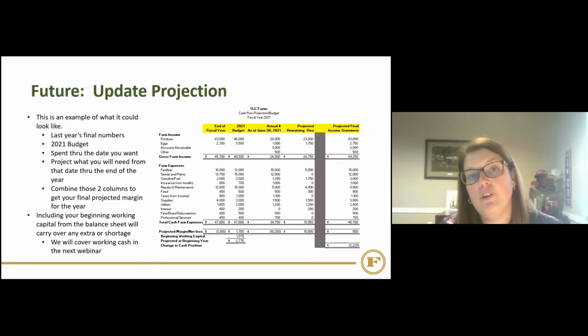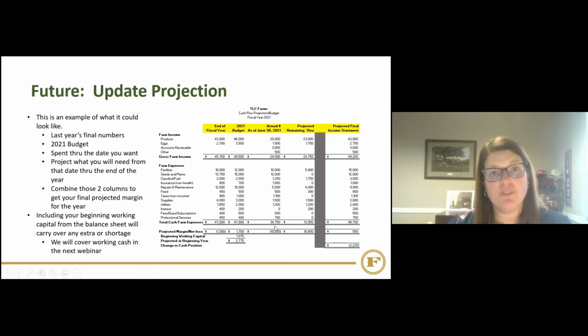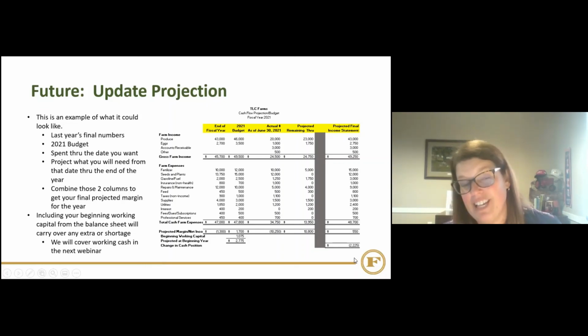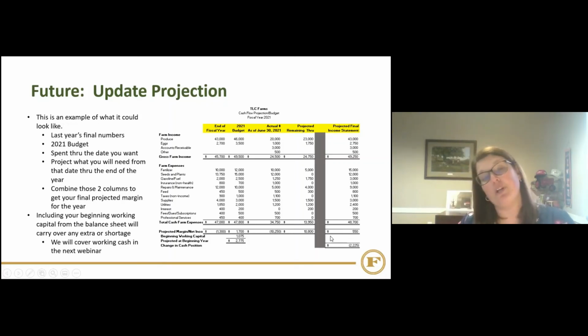So TLC Farms knows right now, adding all of this together, they have a change in cash position of negative $2,225, but they're still projecting a positive cash flow margin. Okay, so what that tells me is they've worked through all their working cash, and they're only going to come out with $550, which is $2,225 short of what they projected at the beginning of the year. So like I said, things change throughout the year, and you have to change with it.